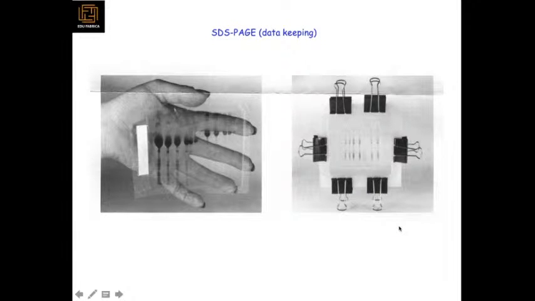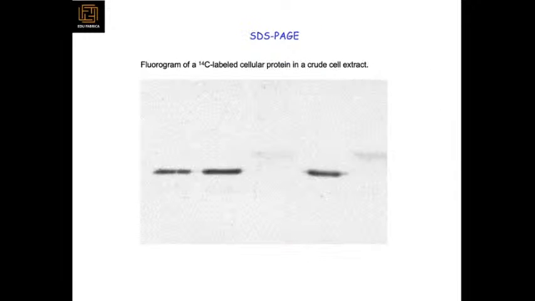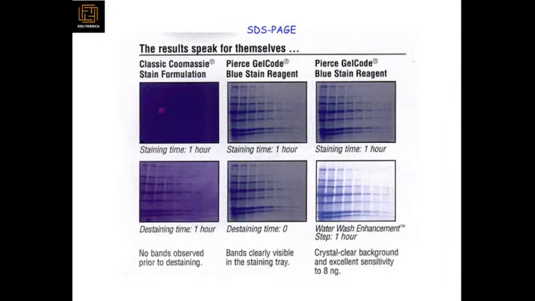Some other gels for data keeping in a later part. This is a C14 labeled crude cell extract fluorogram, and these are some other stainings: staining for 1 hour, and then one with destaining, and then with destaining time 0 hours. So bands are clearly visible in the staining tray in this case.